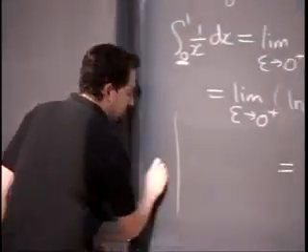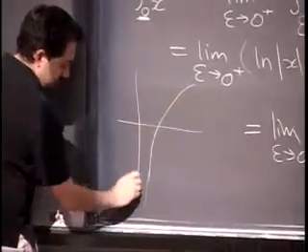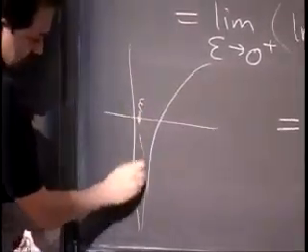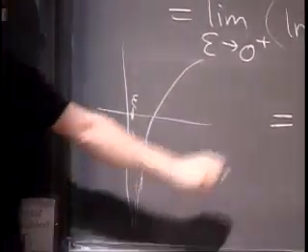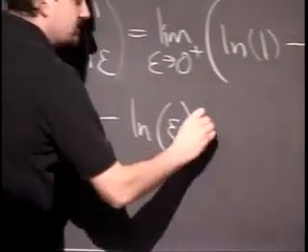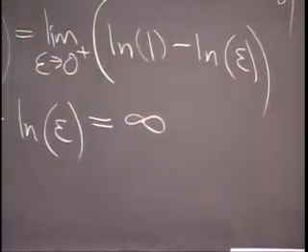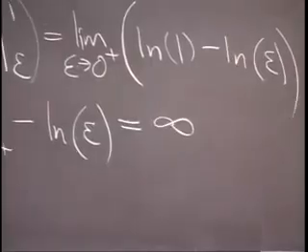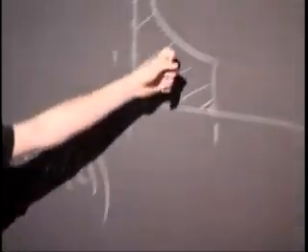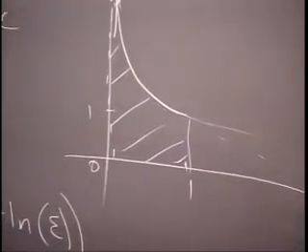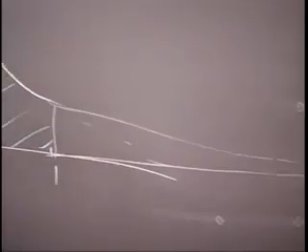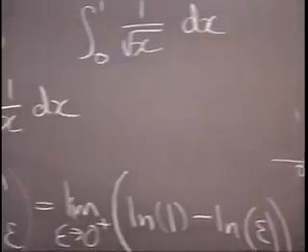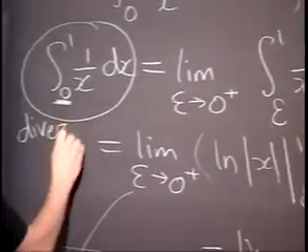Remember, here's a little sketch of log. So log of epsilon is a huge negative number. Minus log of epsilon is a huge positive number. The limit is infinity. So if this graph is y equals 1 over x, which it more or less could be, I didn't do a very good job of the asymptote over here, but it has one, that area is infinite. What does this mean? It means this diverges, because we did not get a nice finite number.